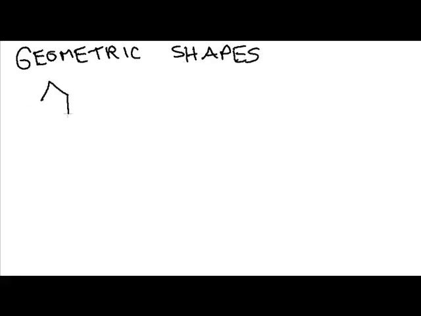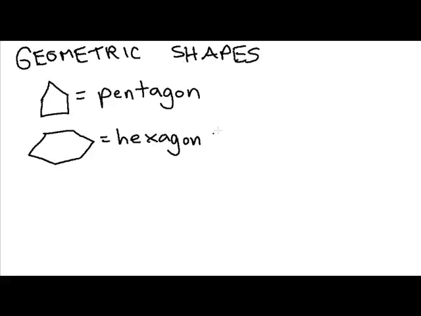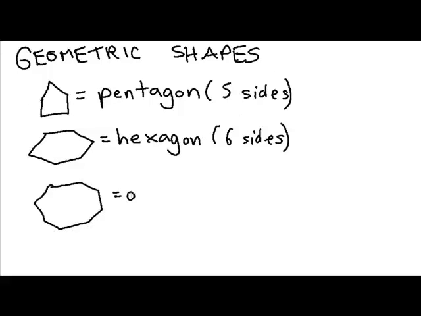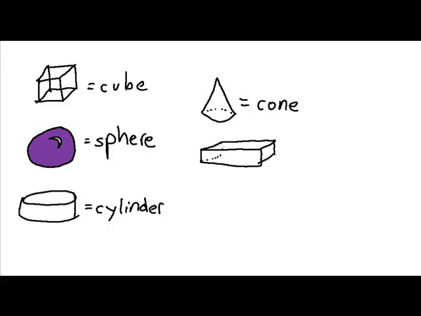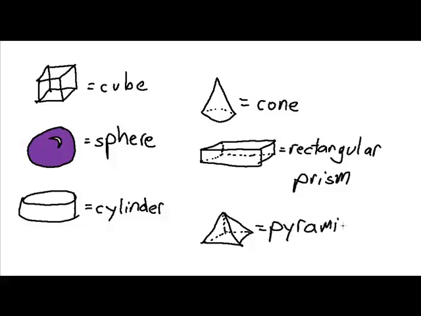A pentagon has 5 sides, a hexagon has 6 sides, an octagon has 8 sides. A cube, a sphere, a cylinder, a cone, a rectangular prism, and a pyramid are all three-dimensional shapes.